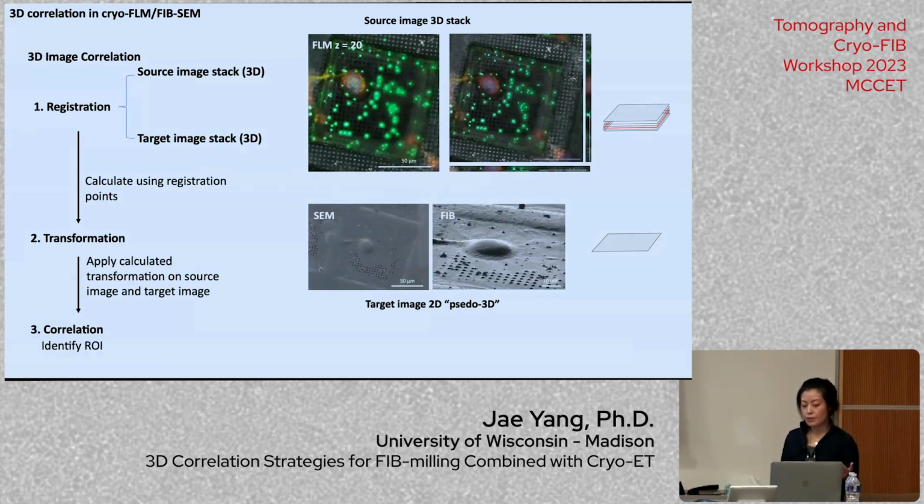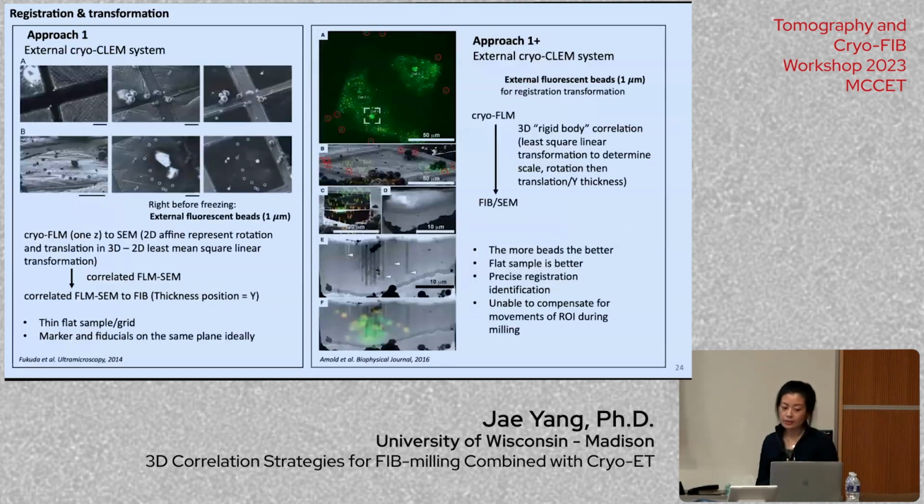But for FIB-milling, what happens is that you will have your source image, which is very often 3D, but your SEM and FIB is actually one slice. One slice is a 2D image. It looks like 3D, but it's not 3D. So people generally call it pseudo 3D. So this is a process where you have to do a 3D to 2D correlation. And in this field, people have been working a lot to make this process better and better.